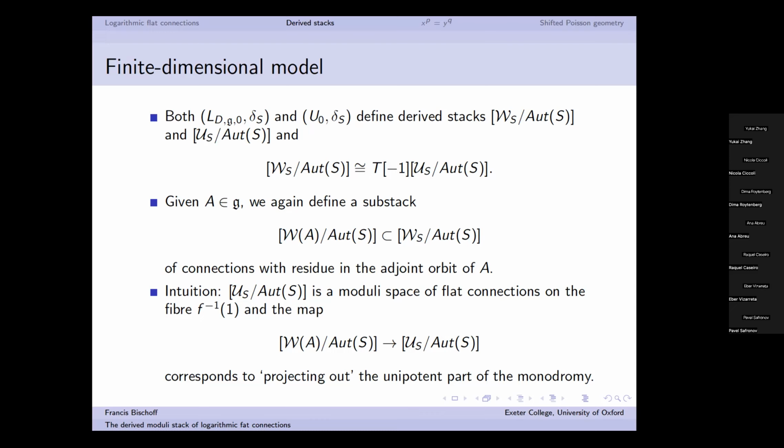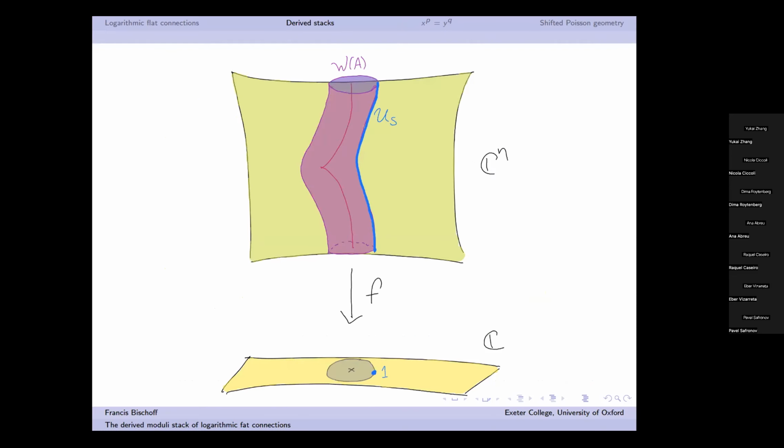So the main one that I'm interested in is W of A, but obviously this US is also important because it encodes everything. And the picture to have in mind is the following. In purple, I drew a tubular neighborhood of the hypersurface, and WA are the flat logarithmic connections on this tubular neighborhood.